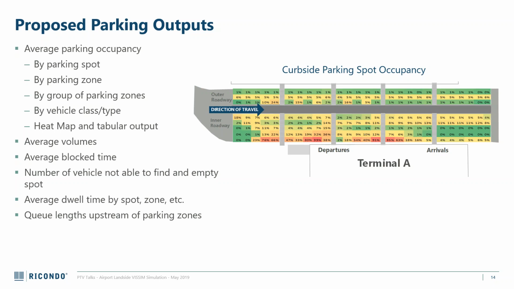Other outputs: average volume for parking, heavy parking zone, average time that vehicles were blocked, number of vehicles not able to find an empty spot, average dwell time by spot, by zone, and this might be a stretch, queue length upstream of parking zones. So basically, that's the kind of thing we're looking for in terms of outputs from parking. We have more, but in the interest of time, we're just going to stop here.